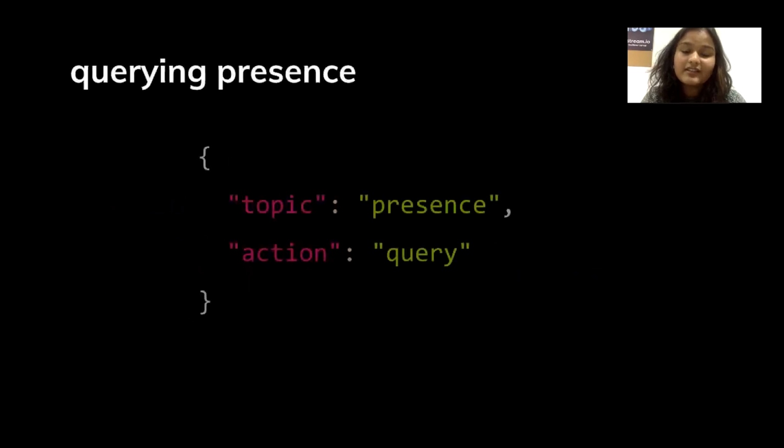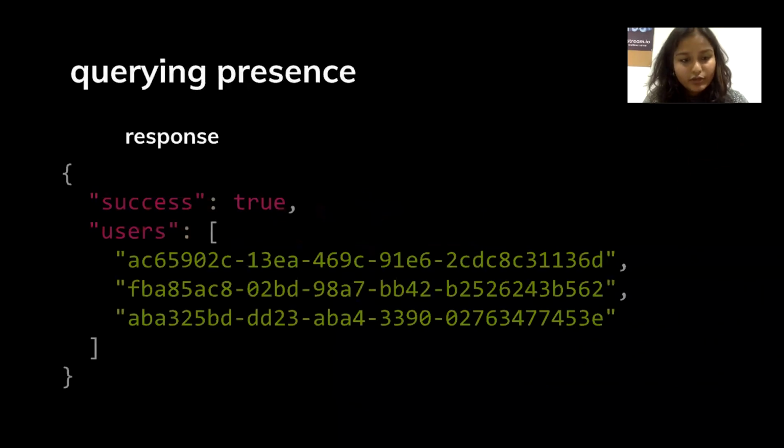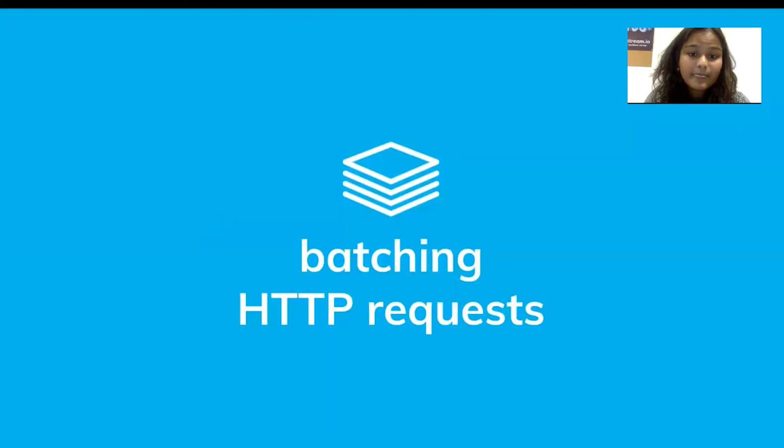And then, of course, querying presence is one of the straightforward things. You have a topic as presence and action as query, and you get a list of all the users. You get a list of their usernames essentially who are at that point of time online in your deepstream application, which will look something like this. So it's basically an array of all the usernames of the users who are online in your application at that particular time. It's not a changing data. You're not subscribed to it.